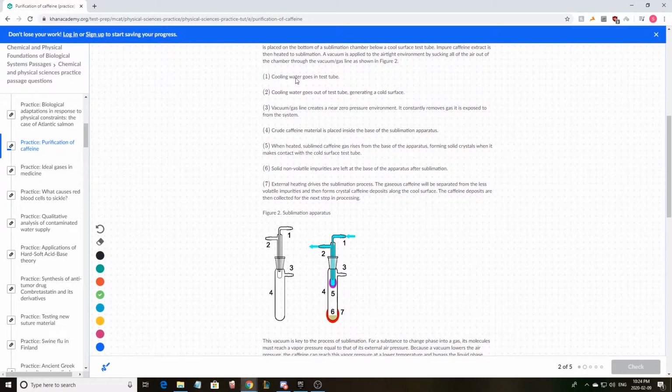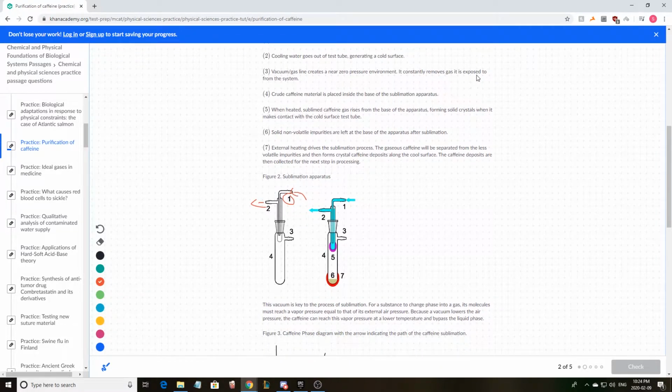So it says cool water goes into the test tube. Where's 1? So cool water is put in here, and then it leaves here. Number 3 is vacuum/gas lines, which create a near zero pressure environment. It constantly removes gas as it is exposed to the system. So from this part of the tube, gas is going to be continuously sucked out to ensure that there's a stable vacuum that's built up within the chamber.